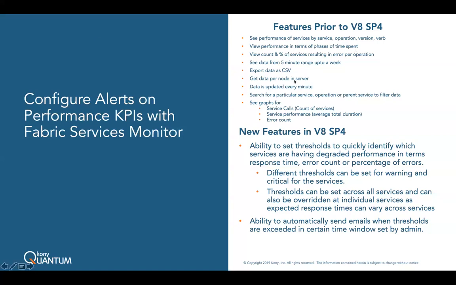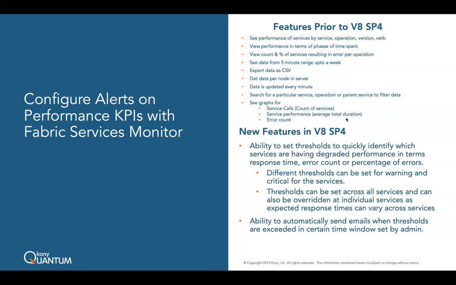You also had the ability to look at the data per node and see graphs for service call, error count, and performance. So the enhancement we have added as part of SP4 is the ability to set thresholds to quickly identify which services are having degraded performance. For example, you can set the good or expected range for your service to perform in, and if it goes beyond a certain limit, it's in the warning category, and if it goes beyond that, it's probably critical. I have to alert somebody to come and look at it, right?